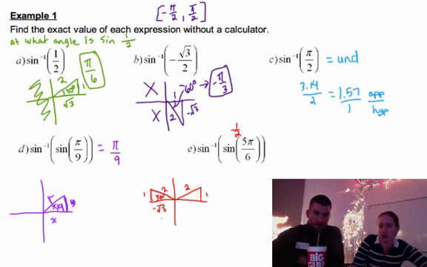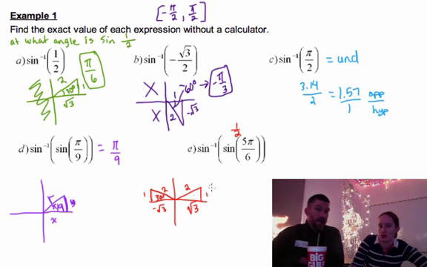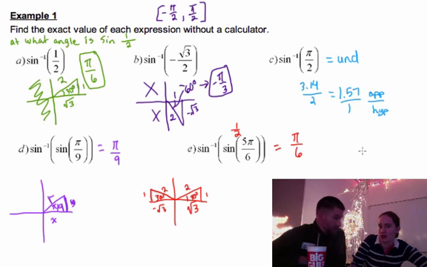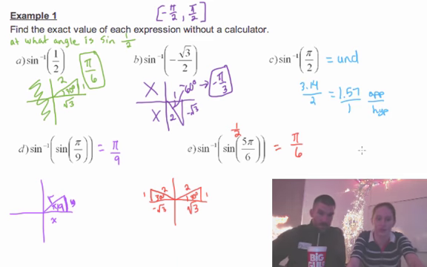Because we cannot have answers over here in quadrant 2 and 3. But there is another location where the sine is 1/2, which is over here at 30 degrees, which is pi over 6. Okay, so that's inverse sine. Now let's talk about inverse cosine.